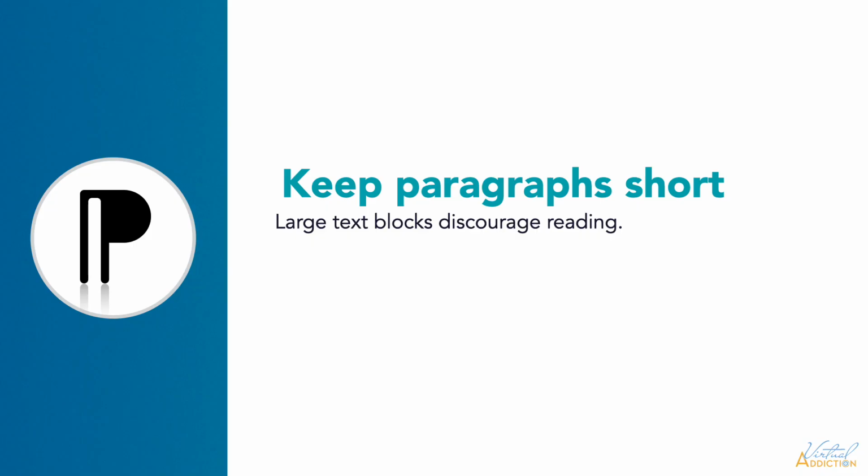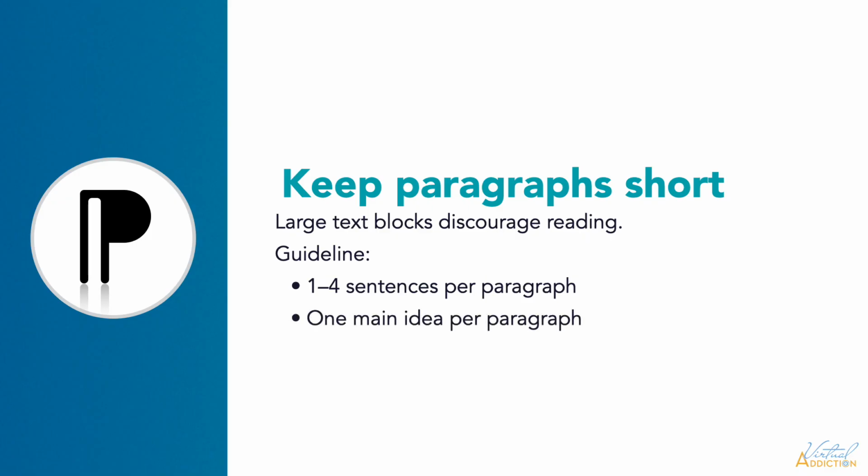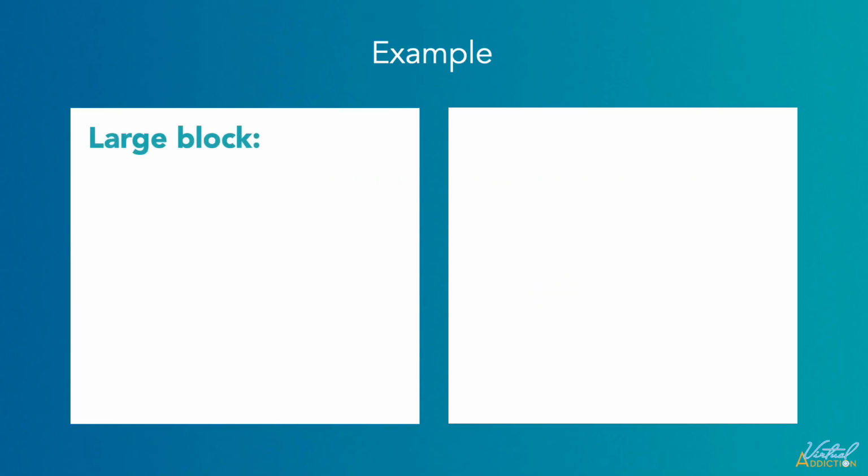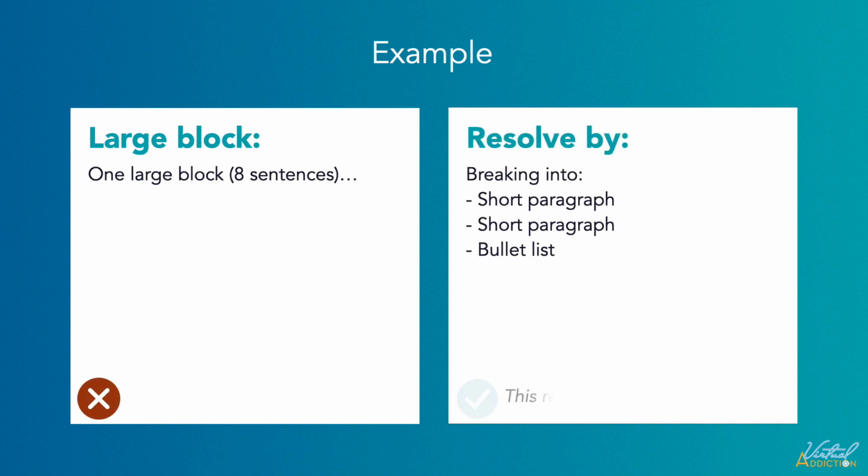Keep your paragraphs short. Large blocks of text discourage reading. A general guideline is to use 1 to 4 sentences per paragraph and only discuss one main idea per paragraph. White space also improves readability. Here's an example of how we can break it up. Instead of one long 8-sentence block, we can break it into a short paragraph and a bulleted list. This reduces cognitive load, and it makes the page feel lighter, even if the word count stays similar.